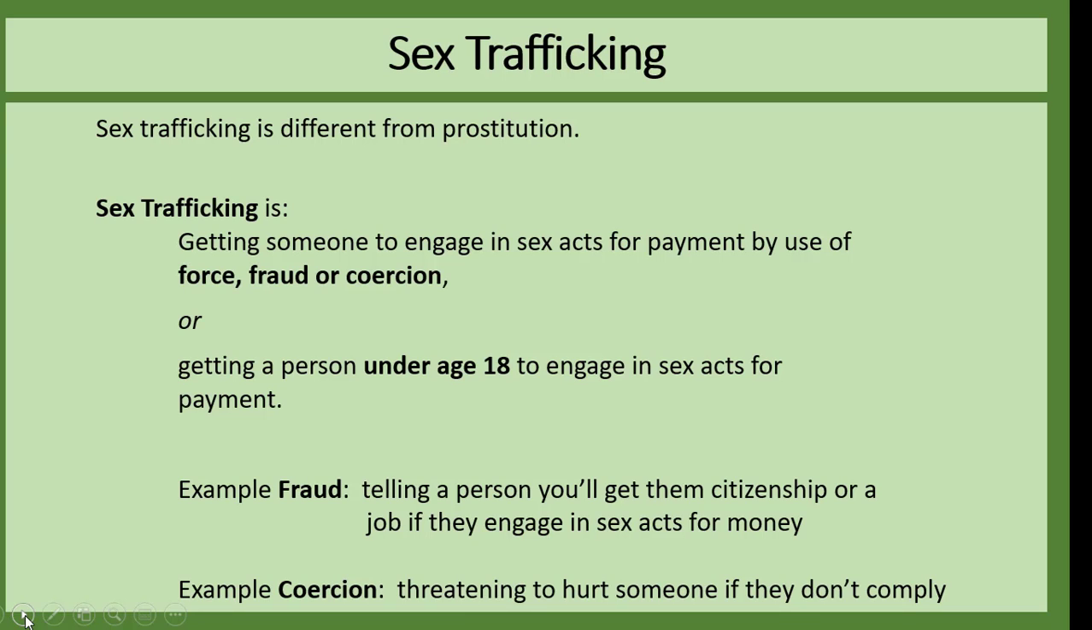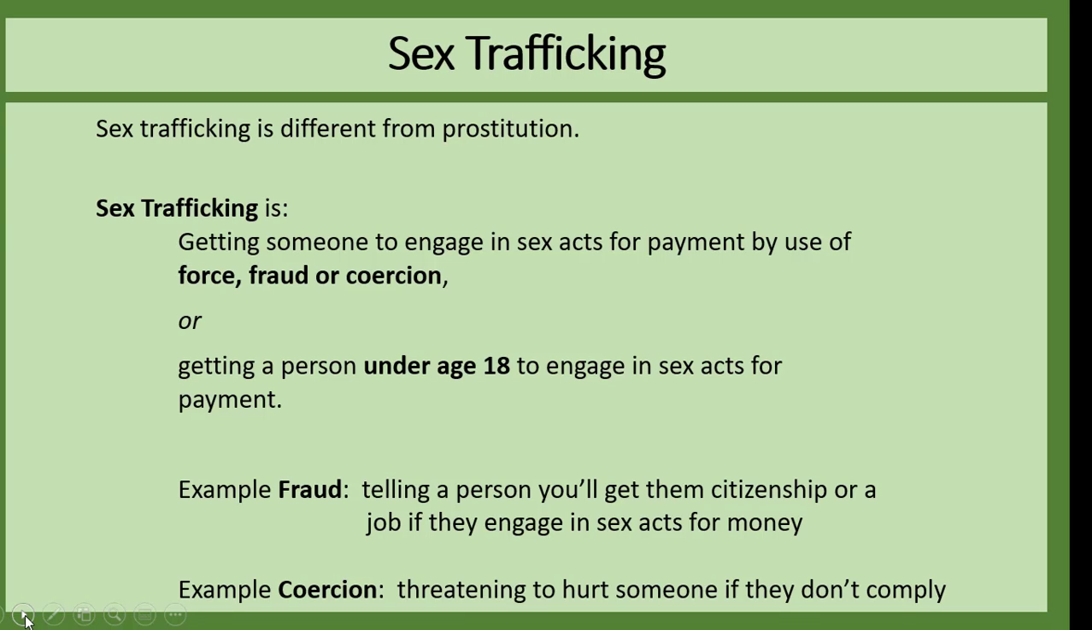An example of getting someone to engage in sex acts for payment by use of fraud is someone telling a person that they'll get them citizenship or a job if they engage in sex acts for money. An example of coercion is threatening to hurt someone if they don't agree to engage in sex acts for money. So that's sex trafficking by force, fraud, or coercion. Or it's getting any person under age 18 to engage in sex acts for payment.